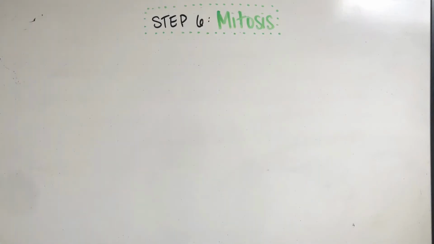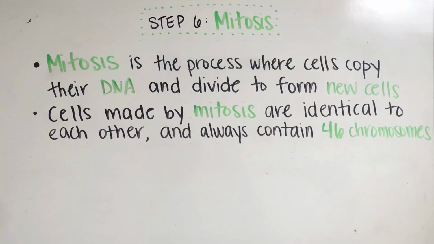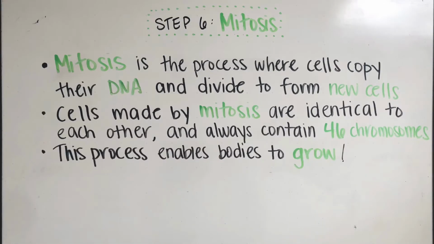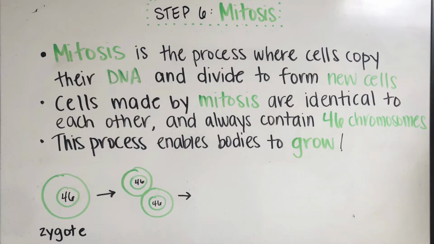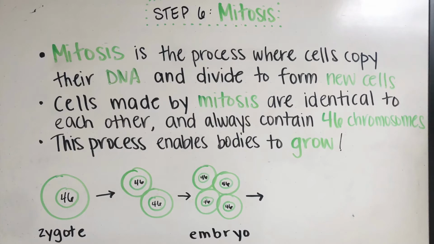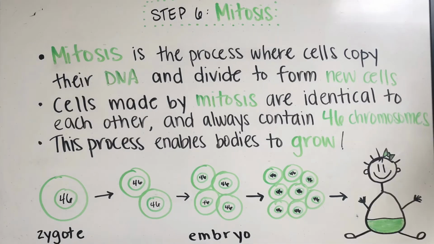Step 6 is mitosis. Again, mitosis is a process where cells copy their DNA and then divide to form new cells. All cells made by mitosis are identical to each other, and they always contain 46 chromosomes in a human. This process enables bodies to grow. In the diagram here, you'll see we start with a zygote that has 46 chromosomes. It goes through 1 round of mitosis to create 2 cells, each with 46 chromosomes. Then it goes through mitosis again to create 4 cells with 46 chromosomes. It goes through mitosis again to make more cells over and over again until finally you have a fully grown fetus.